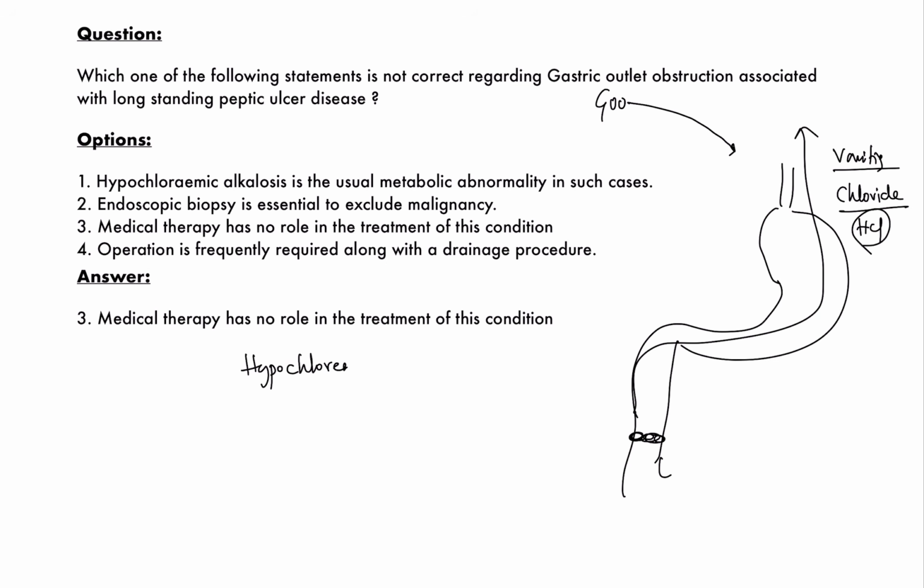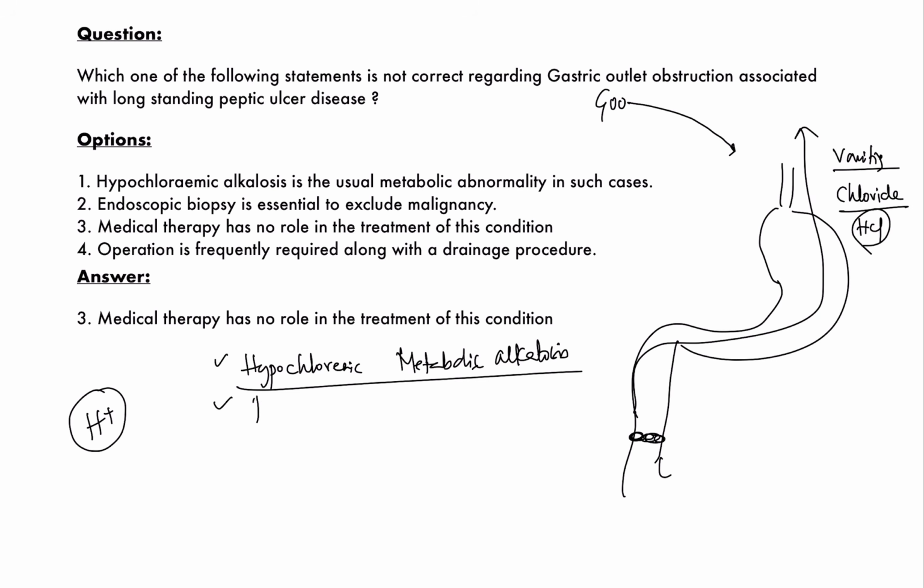hypochloremic metabolic alkalosis. See, in general, wherever there is alkalosis in the body, what should our kidney try to do? It should retain H plus, right? But you know what happens in this disease? When there is metabolic alkalosis, there is dehydration in these cases as well. This dehydration in turn causes a little bit of hyponatremia.